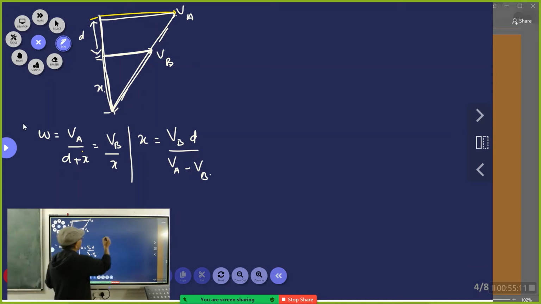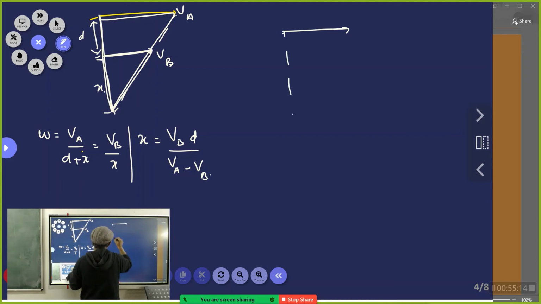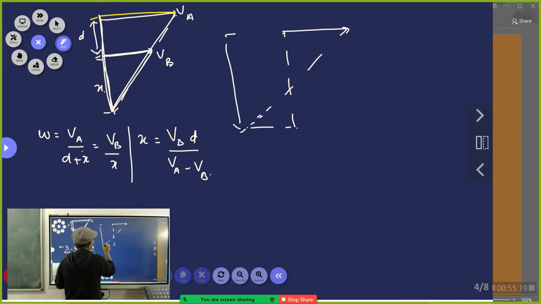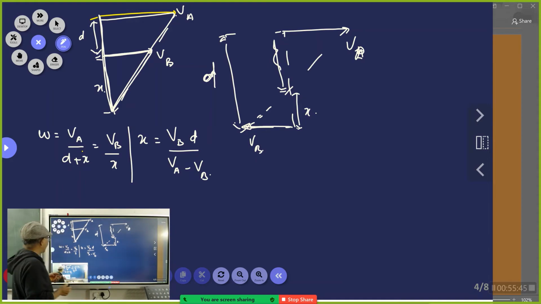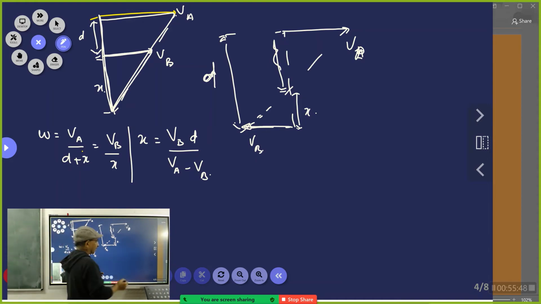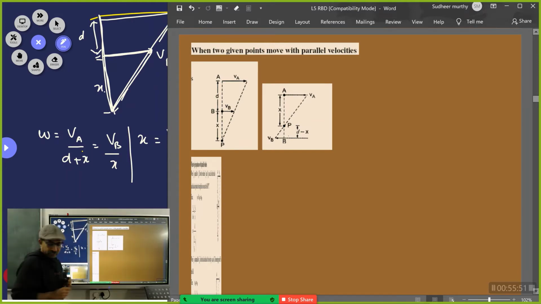And for the other diagram, this distance is given, VA and VB. So this is VA and this is VB, and the distance between them is D. Then you have to identify this X, or we took it as this one, no? This X. Again you can use similar triangles. Okay, done. Fine. Just a thought process.